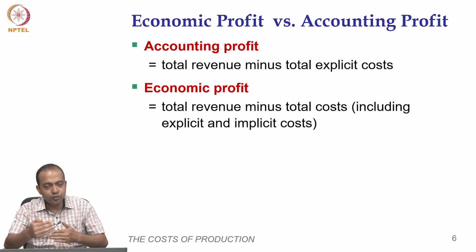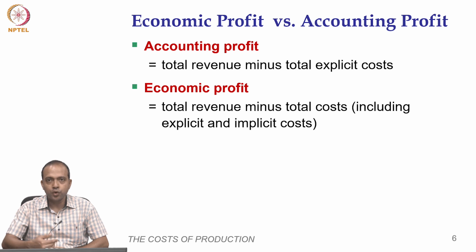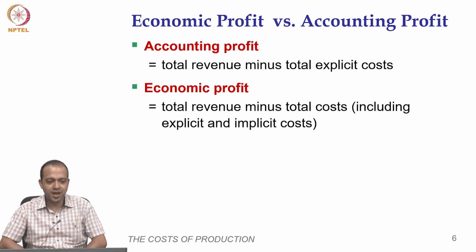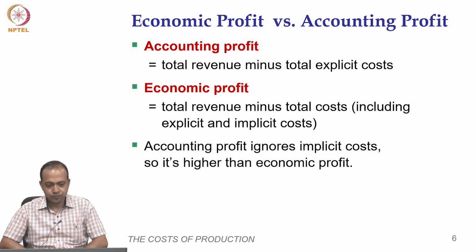So, obviously, if we define economic profit and accounting profit in this way, we can easily understand that economic profit will always be lower than accounting profit, right. So, accounting profit ignores implicit cost, that is why it is always higher than the economic profit, very easy to understand.